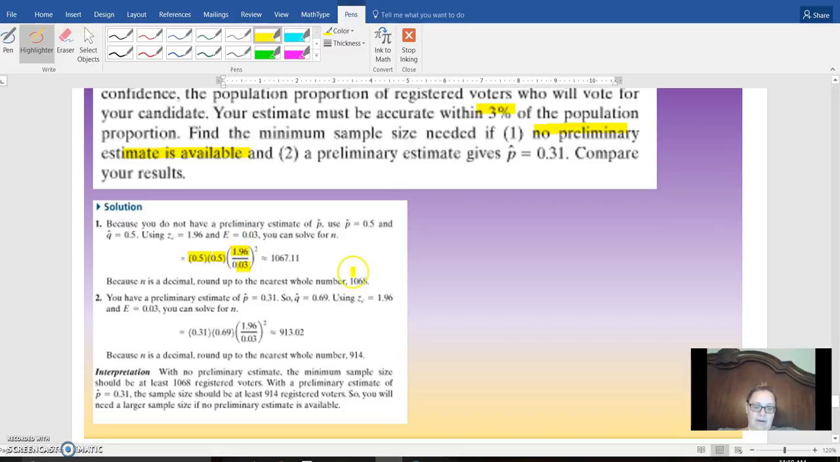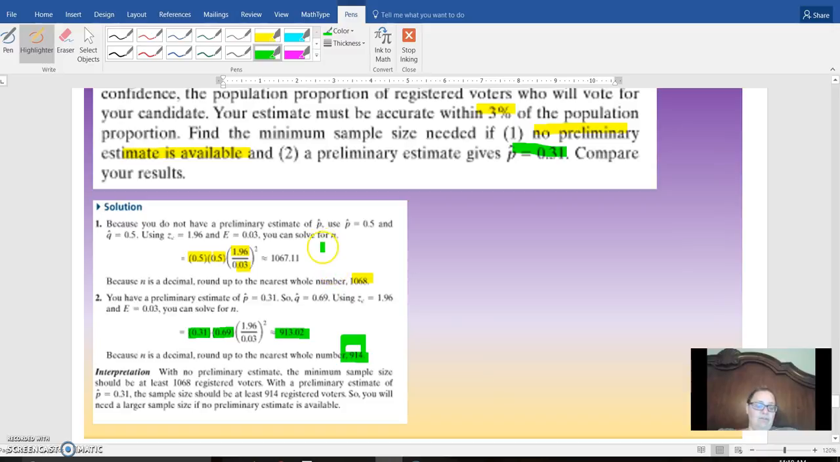Type it in your calculator, and so you get 1067.11, but you always round up because you can't have 0.11 of a person. Now, if you did an estimate 6 months prior or something and you got 0.31, then you can do 0.31 for P hat, subtract from 1, so then you get 0.69. So this time you have to do 913, which is really 914.